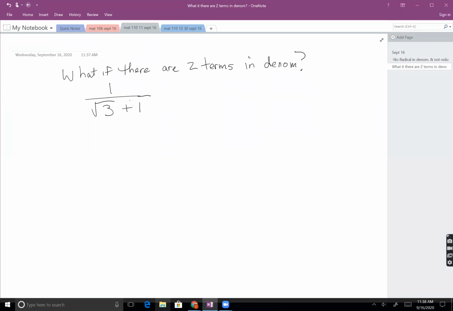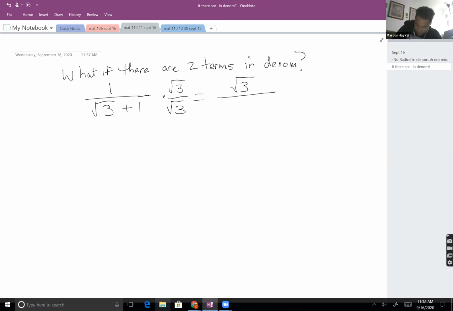What did you multiply by the square root of 3? Well, let's see what happens if I multiply it by the square root of 3. I'll do the hard part. In the numerator, 1 times the square root of 3 is the square root of 3. But in the denominator, in order to do that multiplication, don't I have to distribute?